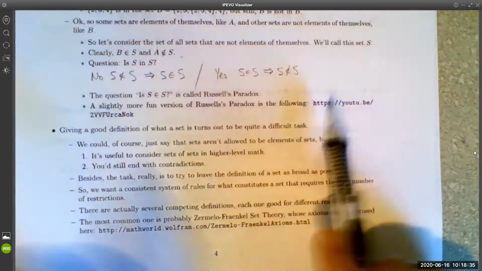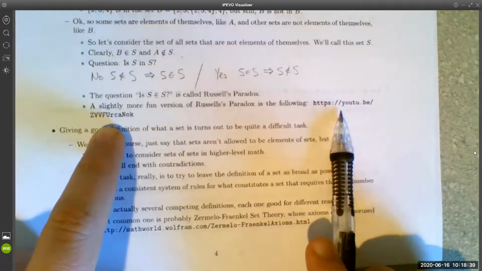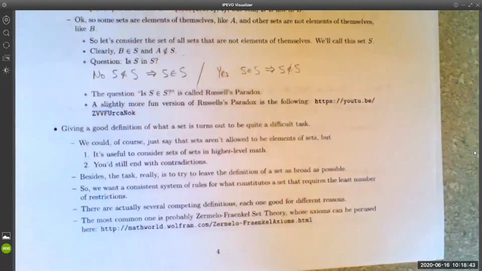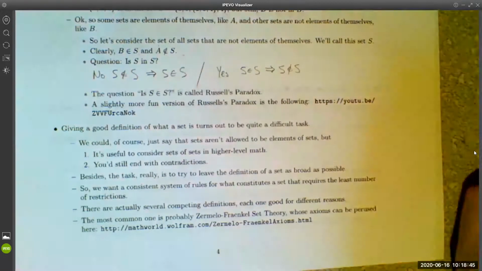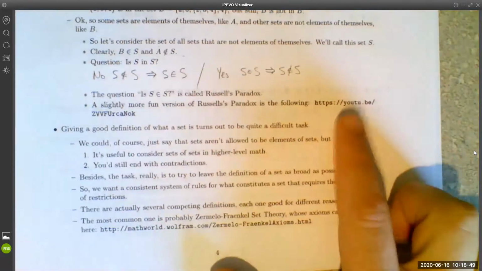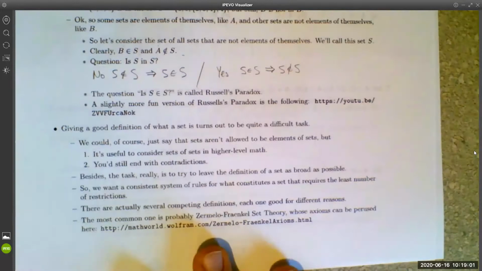Another link that I've given here is to a video that's based on Russell's paradox, but it phrases it in terms of a barber in a town. I'm not going to give it away, but you're welcome to watch that video. In fact, I'm going to provide a link to it in the Canvas module where I post this lecture so that you can watch that as well. It's optional, but it's kind of fun to think about these paradoxes.